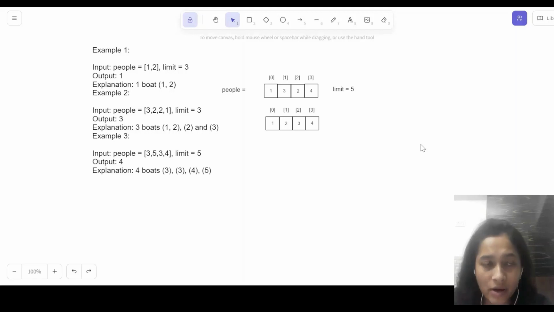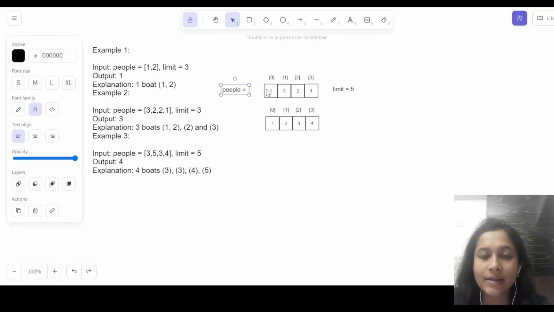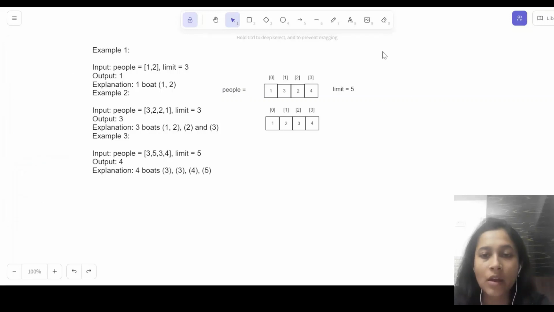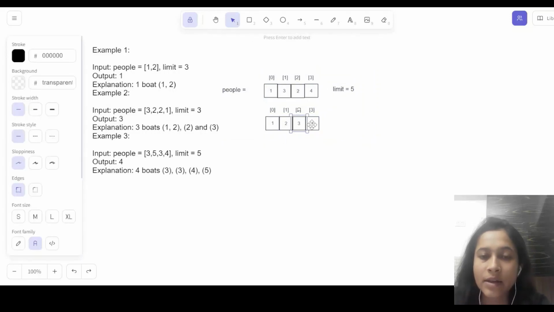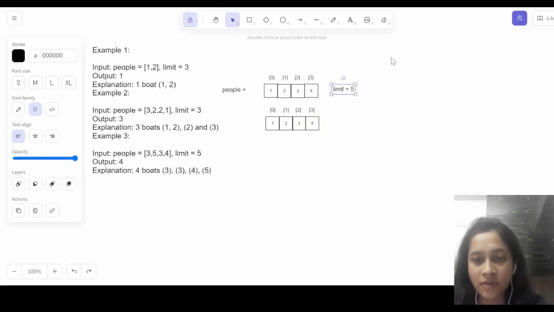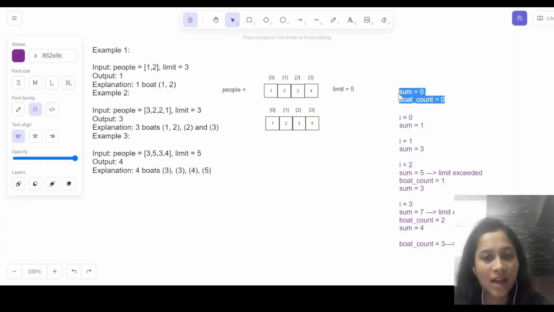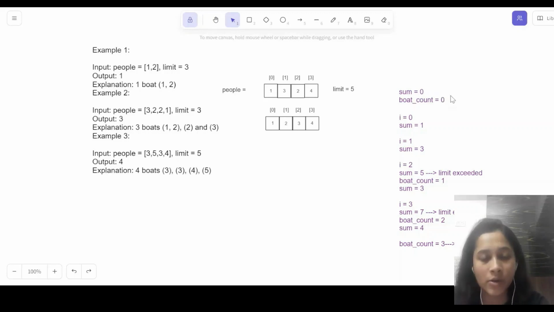Initially, your train of thought after looking at these example test cases can be that we will solve this problem by sorting the people array and then iterating over it. So I have taken an example where each index represents the weight, and I have a limit which is equal to 5. I'll keep a check on sum and the boat count, so initialize them as sum equals 0 and boat count equals 0.